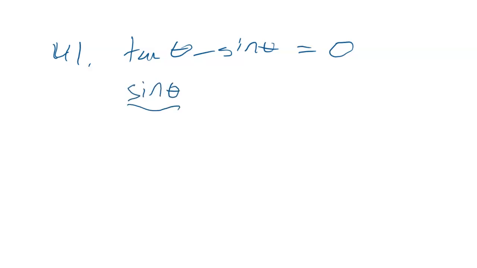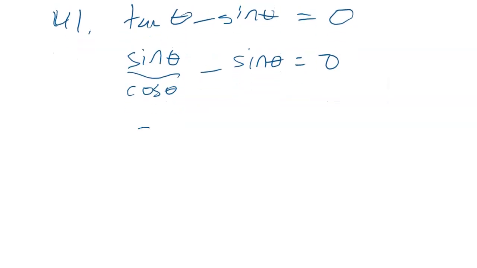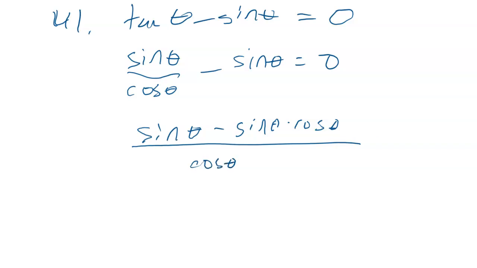Okay, excuse me. We haven't seen one with tangent in a while, so I got tangent theta minus sine theta equals 0. No idea what I'm going to do here, but I'm going to give it the old college try. I know this is sine theta over cosine of theta minus sine of theta equals 0. I'm going to write this as a single fraction and say sine theta minus sine theta times cosine theta all over cosine theta. All right, perfect.